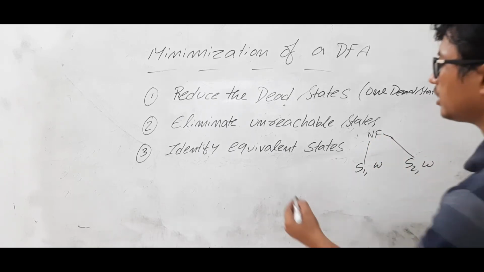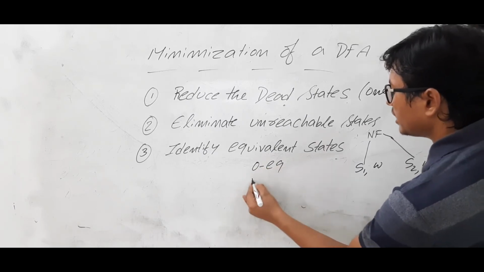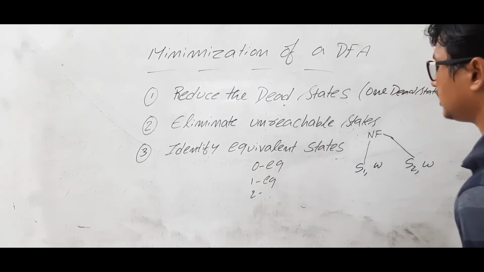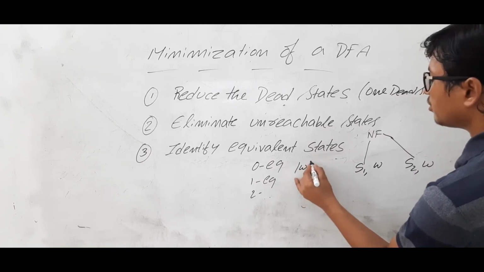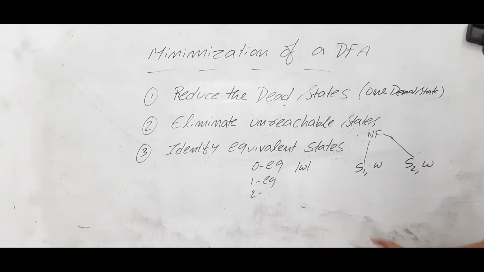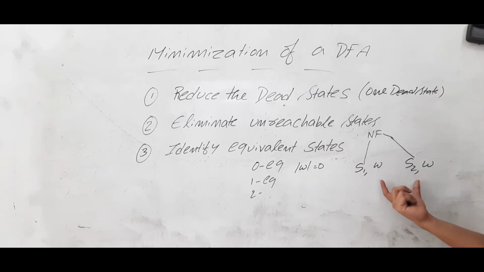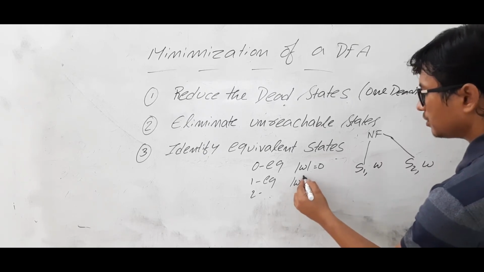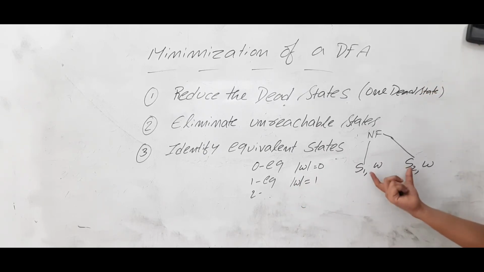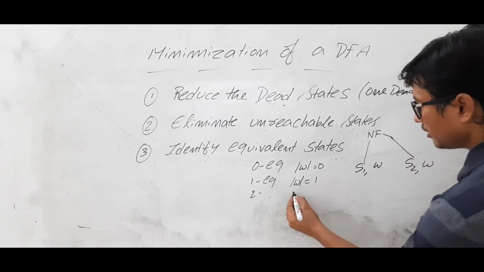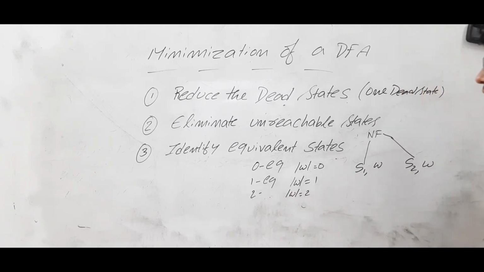Now when I can call them as 0 equivalent or 1 equivalent or 2 equivalent depends on the length of this W. Is it clear? If the length of this W is 0, then I will call them as 0 equivalent. If the length of this W is 1, then I will call them 1 equivalent. If the length of W is 2, then we will call them as 2 equivalent. Okay.